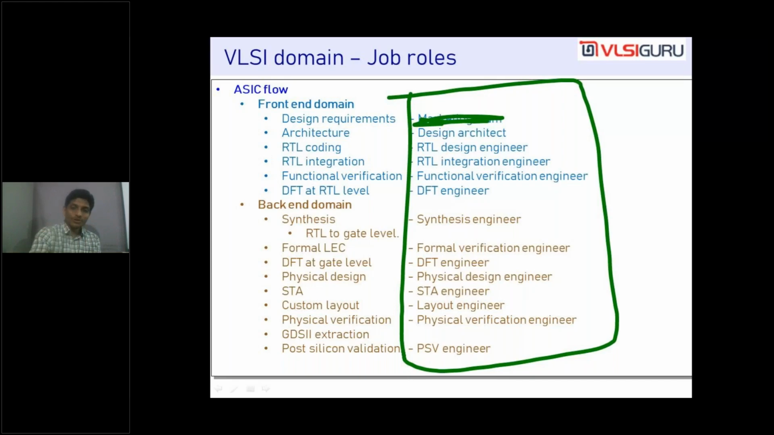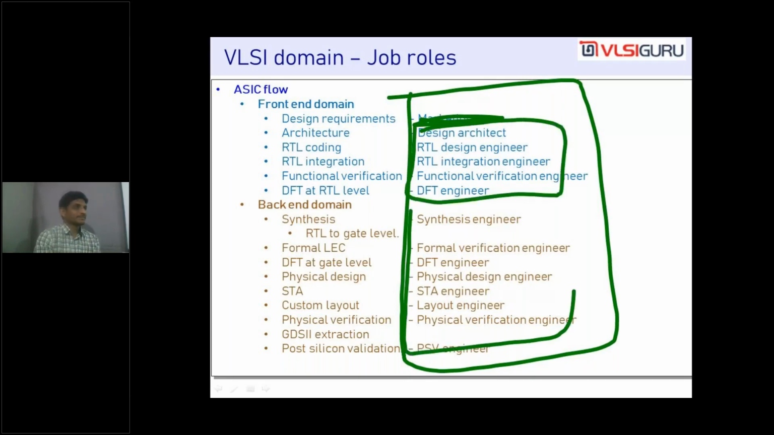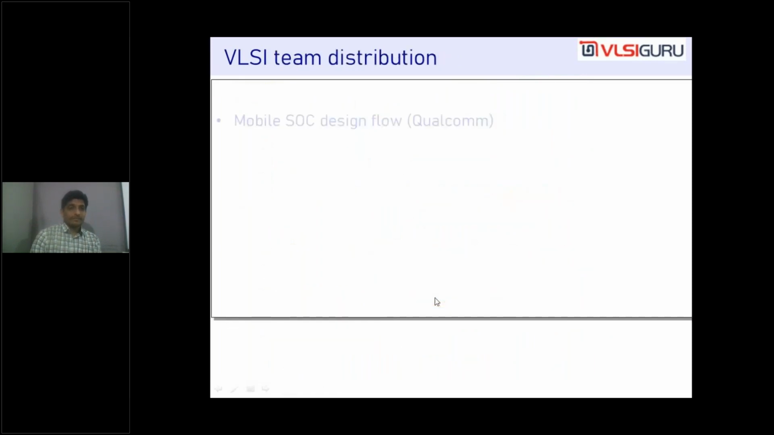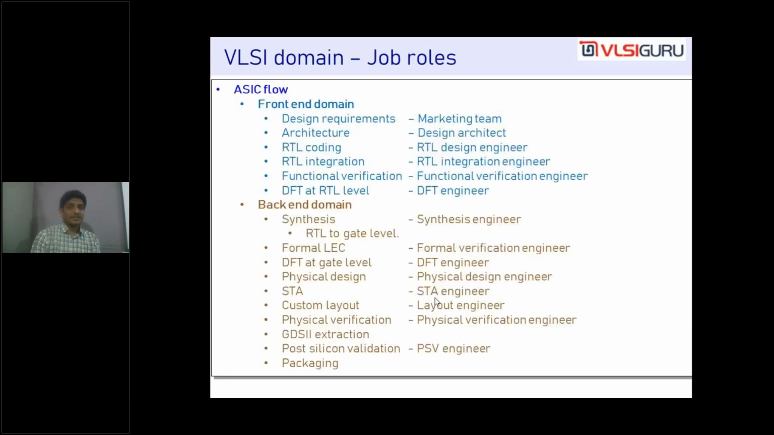In VLSI, you have to choose. Let's say in front end, which one to go for. In back end, which one to go for. So let us just talk about this aspect. To understand which one is better for you, let us understand the team distribution.